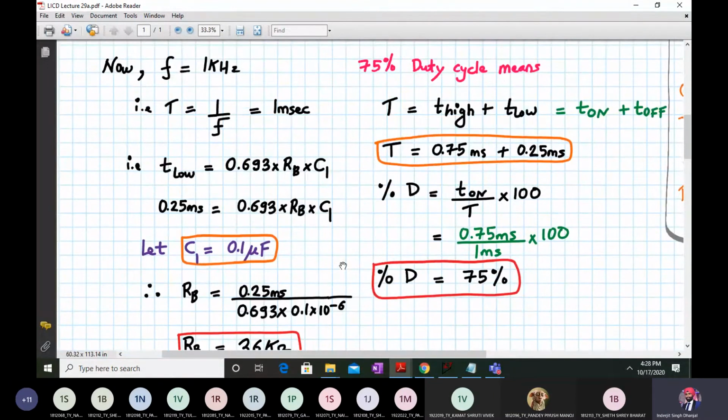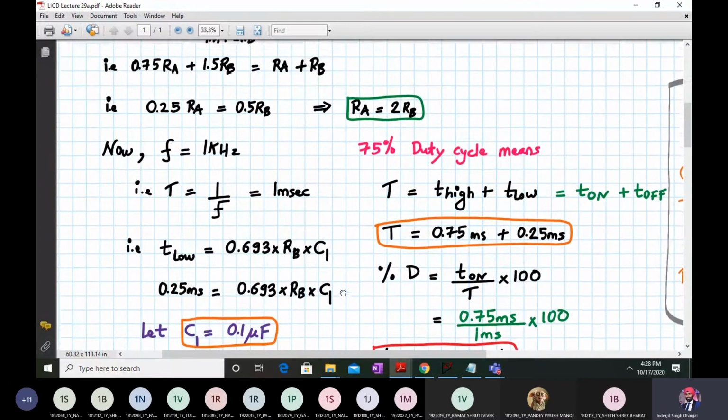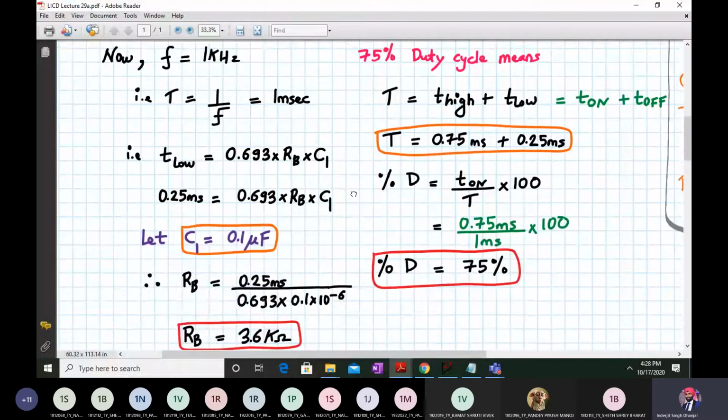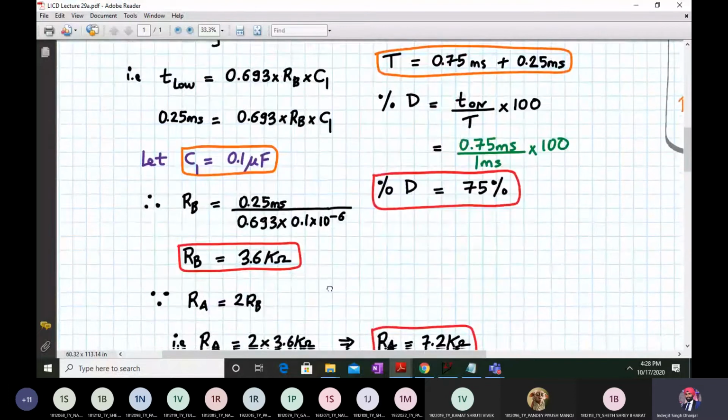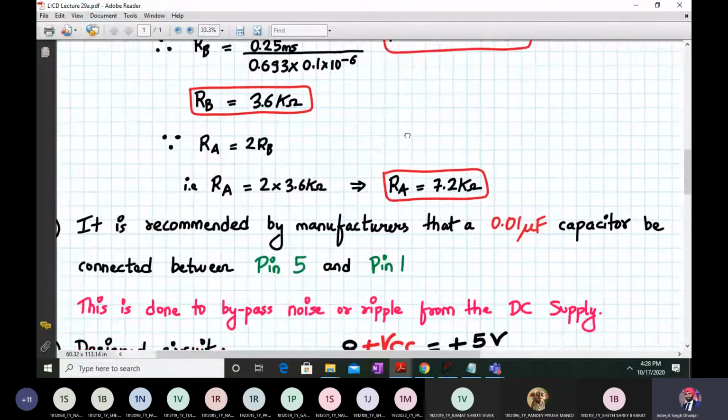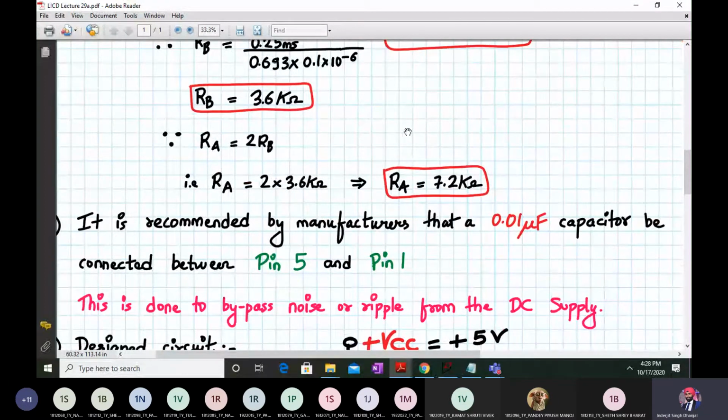So over here RA is twice of RB. We have derived it earlier. So once we know the value of RB, the value of RA can be found out by twice of 3.6 kilo ohm. So RA will be 7.2 kilo ohms directly. Okay, so we got the value of external resistors RA, RB and C1.